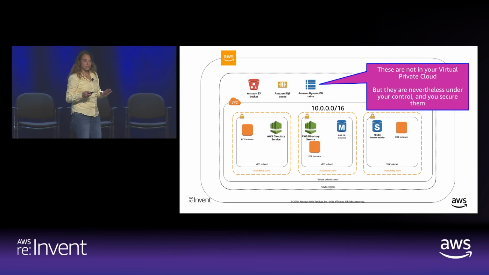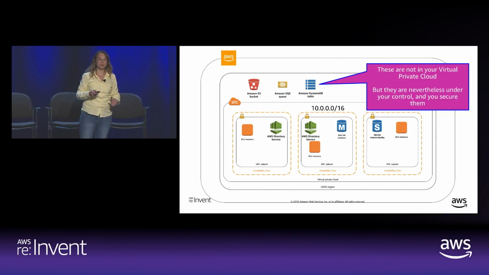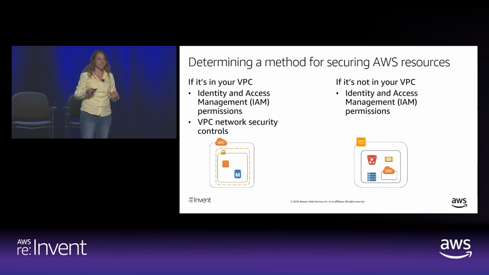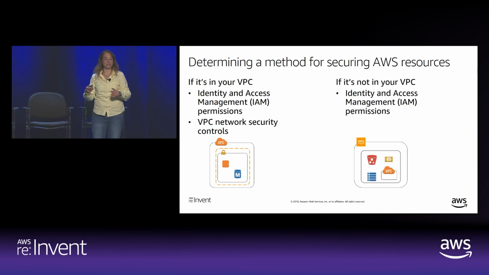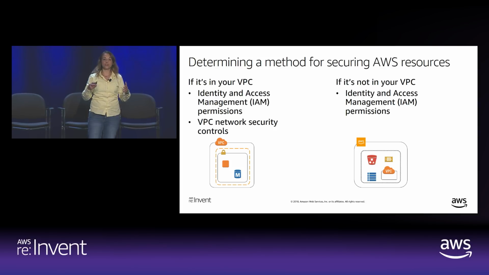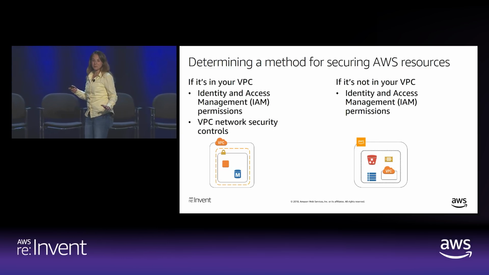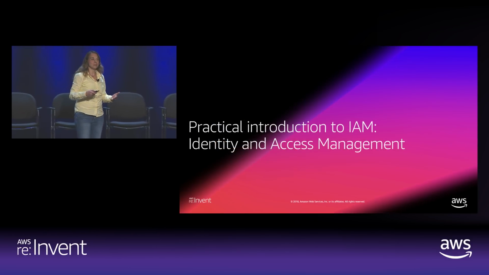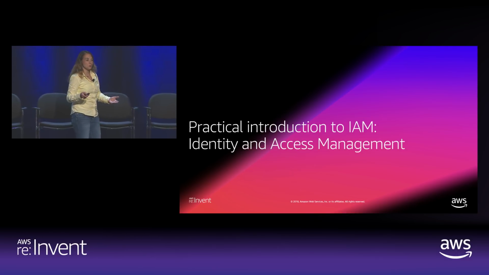Now, regardless of whether the resource is running in your VPC or not in your VPC, it's under your control. And we're going to talk about both cases. So this is how it breaks down. The first thing you need to understand, the thing that I'm about to secure, is it running in my VPC or not? It either is or it isn't. And depending on whether or not it's running in your network, you either do or don't use network security controls on it. And in all cases, you use identity and access management permissions, which for some services can give you extremely fine-grained and flexible control over your resources. This is what we're going to talk about here.